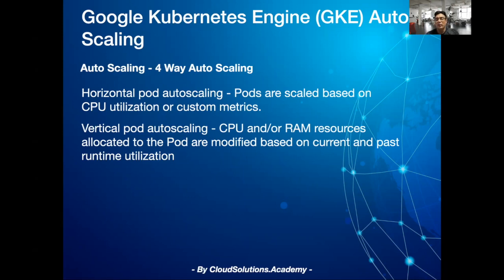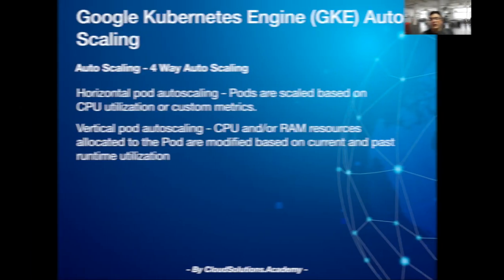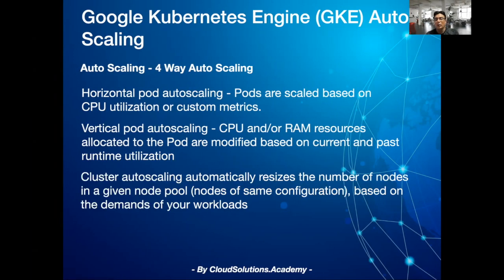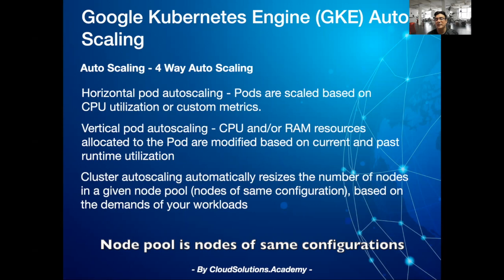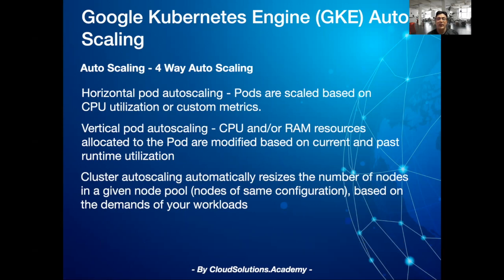Cluster autoscaling automatically resizes the number of nodes in a given node pool. Node pool is basically a set of nodes of the same configuration based on the demands of your workloads. So when the demand is high, the cluster autoscaler will add nodes to the node pool to accommodate that demand. And when the demand is low, cluster autoscaler will scale your cluster back by removing the nodes.